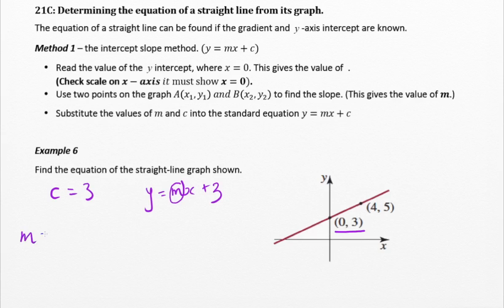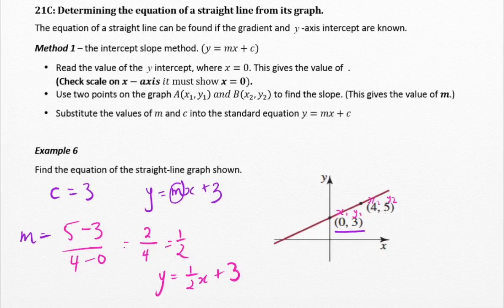So if I were to do that, if we do our y2 minus y1, first thing I want to do is label our coordinates. So this is x1, y1, x2, y2. So y2 minus y1 means I'll have 5 minus 3, and x2 minus x1 is 4 minus 0. So 5 minus 3 is 2, 4 minus 0 is 4. So that means my slope is 1/2.